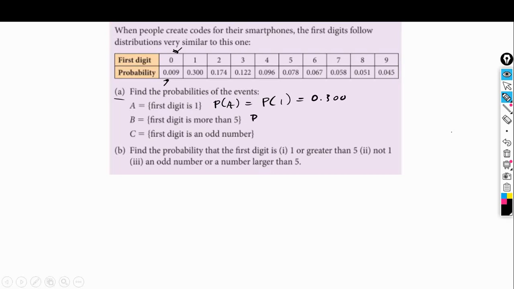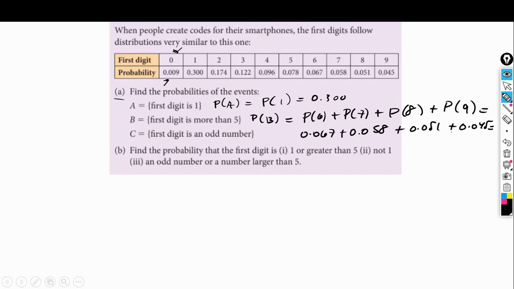Probability of B, the first digit is more than 5. So that's just going to be the sum of the probability that the digit is more than 5. So the probability that it's 6 plus the probability that it's 7 plus the probability that it's 8 plus the probability that it's 9. And this is simply going to be a total of 0.221.